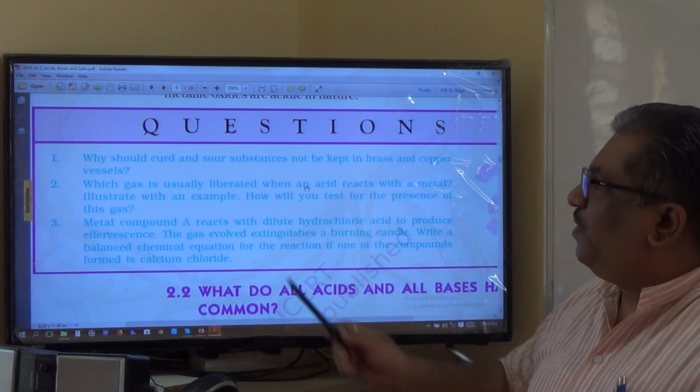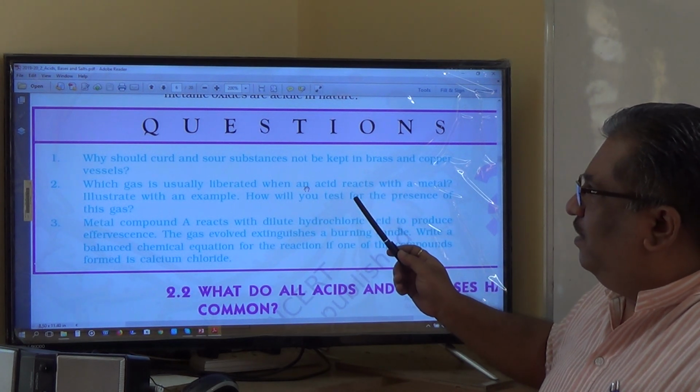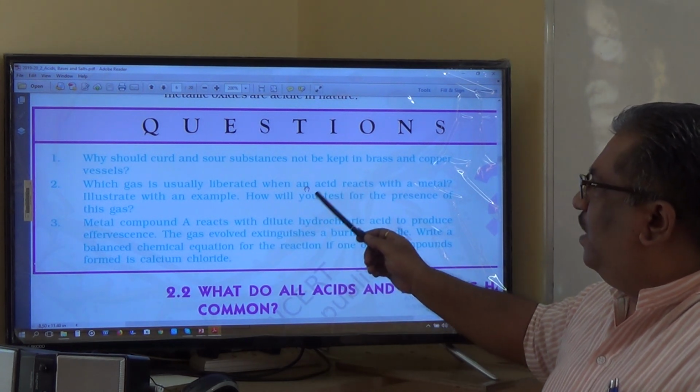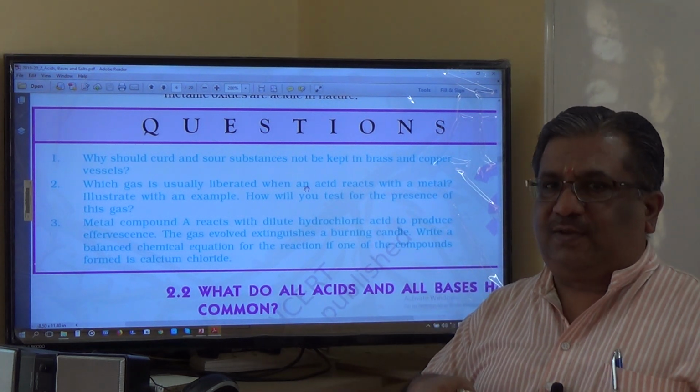Which gas is usually liberated when an acid reacts with a metal? Illustrate with an example. How will you test for the presence of this gas? You have to describe an activity also there.